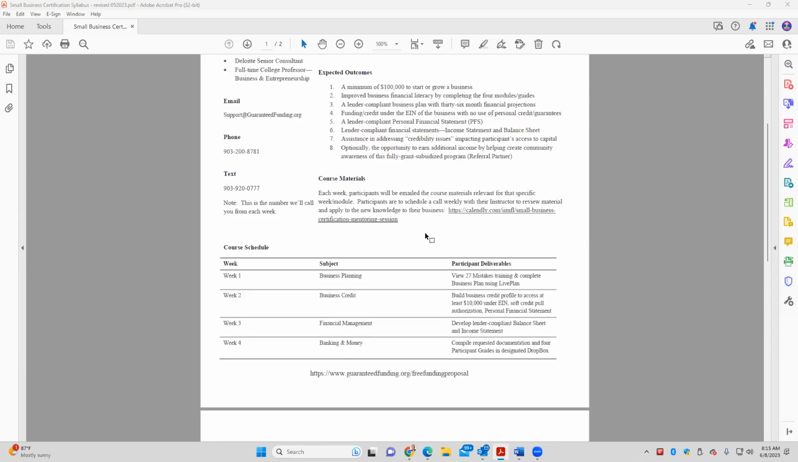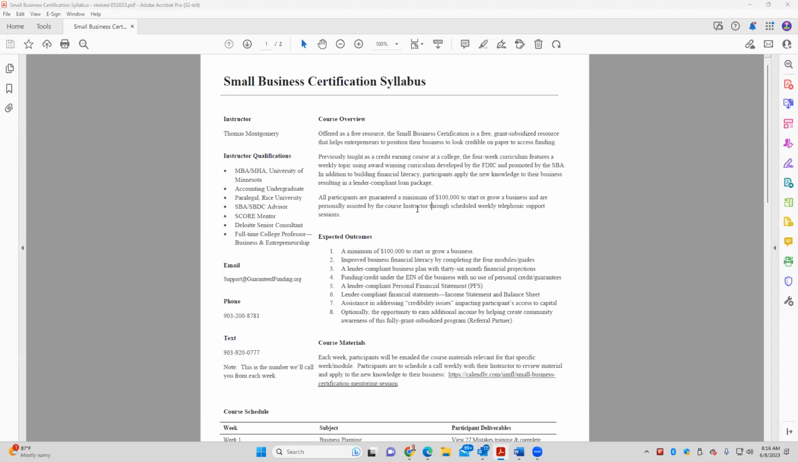This isn't something that has changed. I just felt that a number of you have come on board recently and may not be aware of this really strong curriculum that we provide free of charge. The way that they would access that is by requesting a free funding proposal, and then they're automatically invited to participate in the small business certification. They don't have to if they don't want to.